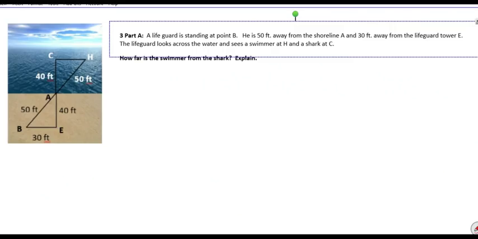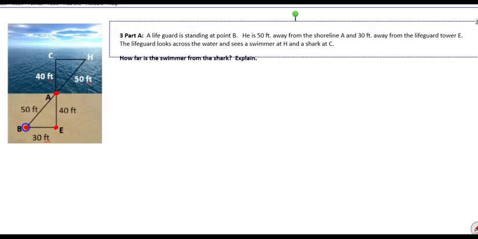So now we're on part 3 of the review. It says a lifeguard is standing at point B, and he is 50 feet away from the shoreline at A. So point B is down here. He's 50 feet away from there, and it shows us that in the drawing. And 30 feet away from the lifeguard stand. So this is the lifeguard stand right here at point E.